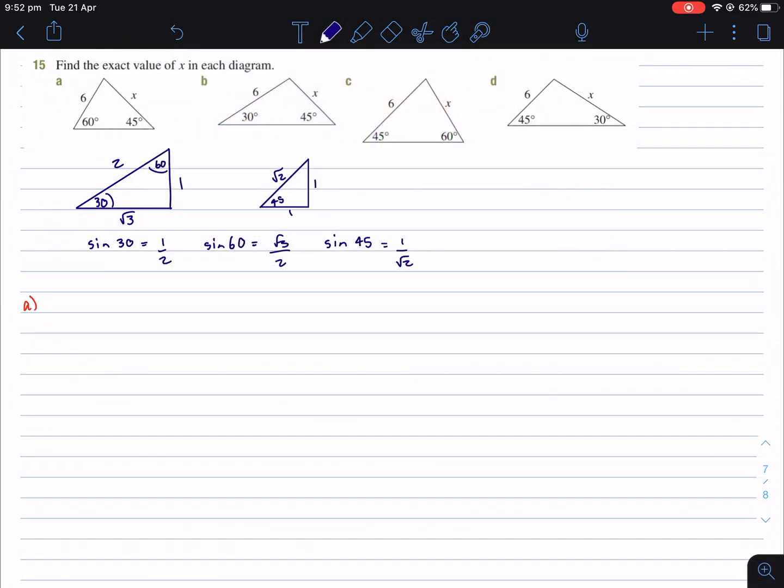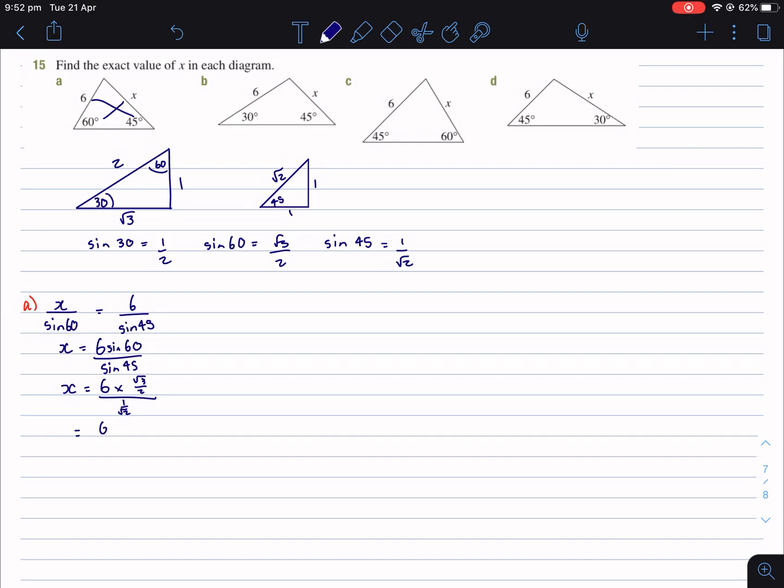So we're trying to find x, so we've got x over sine 60 equals 6 over sine 45. You don't need to write the rule anymore because you know what's opposite each other. So x equals 6 sine 60 over sine 45. So that's going to be 6 times, now sine 60 was root 3 on 2 over sine 45, which was 1 on root 2.